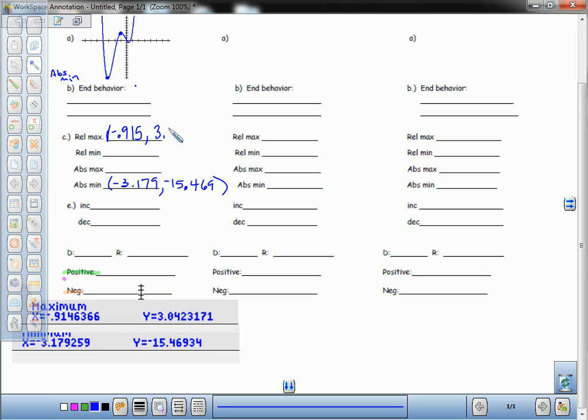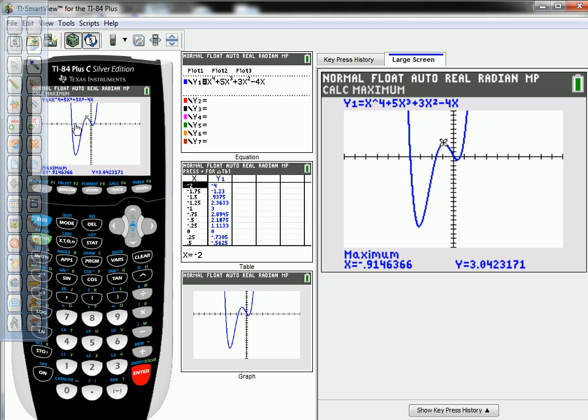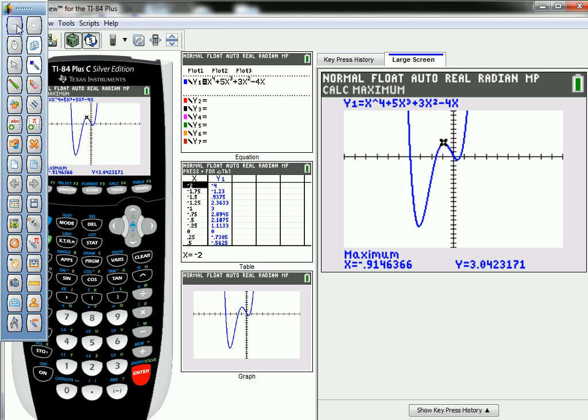And then 3.042. You have to put 3 decimals. Your teacher may be just fine with 2. Yeah, at least 2 decimal places. And then we'll go back and we'll snag this last one, which is a relative min. This problem has no absolute maxes because it goes up forever. There's no highest point.